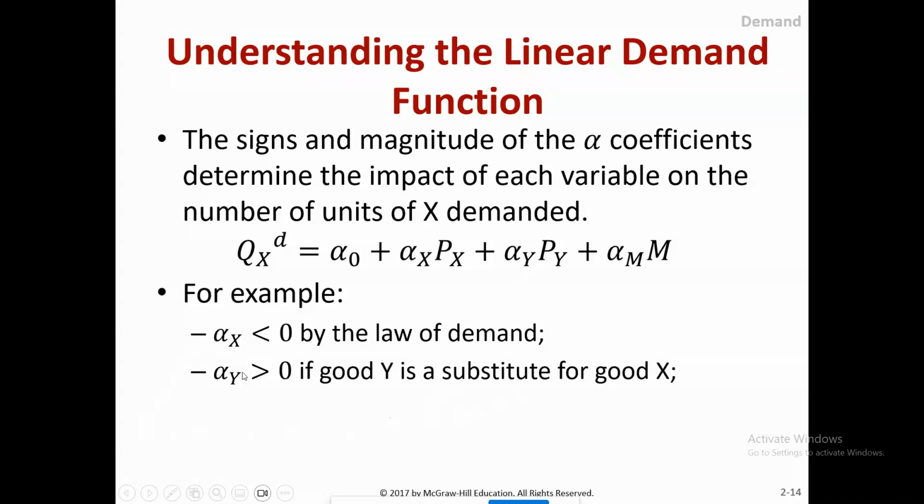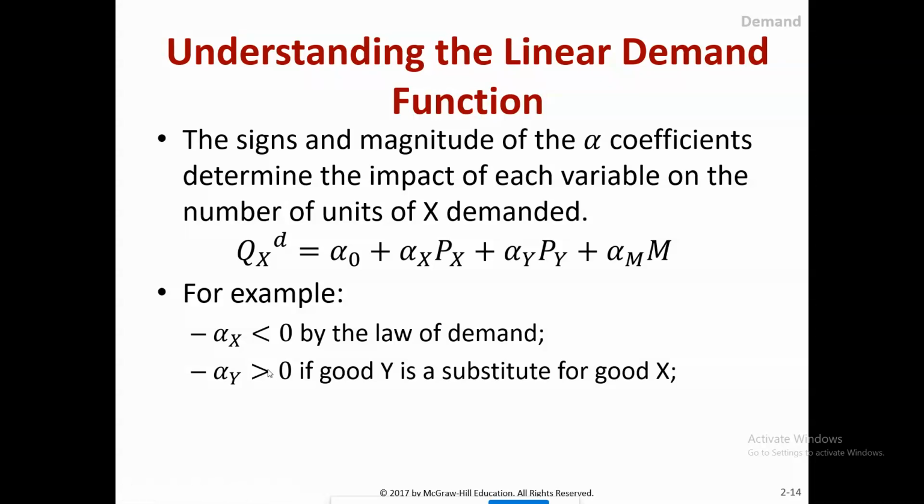If it's a substitute, alpha Y is positive. If the price of Coca-Cola increases, that will push consumers away from purchasing Coca-Cola and toward purchasing the now relatively cheaper Pepsi, so demand for Pepsi increases. That's for substitutes. But if they were complements, alpha Y would be smaller than zero.